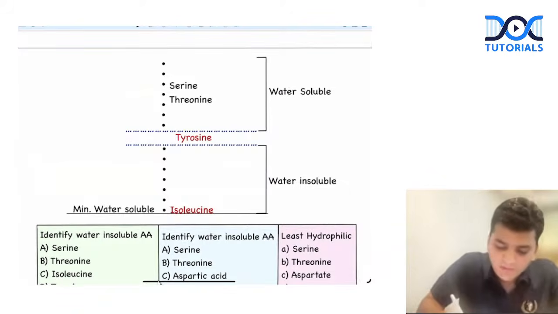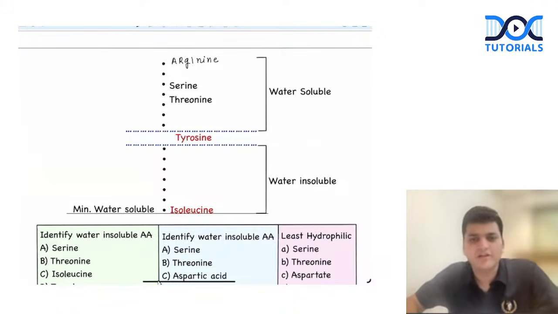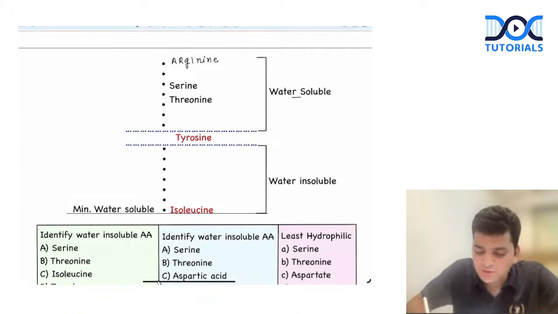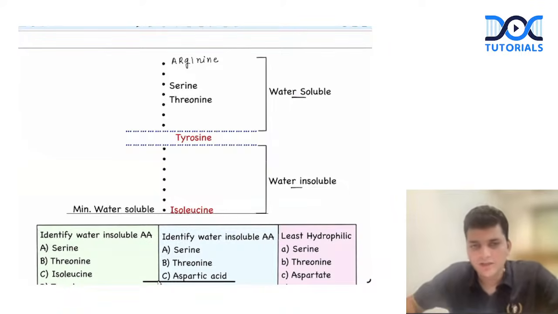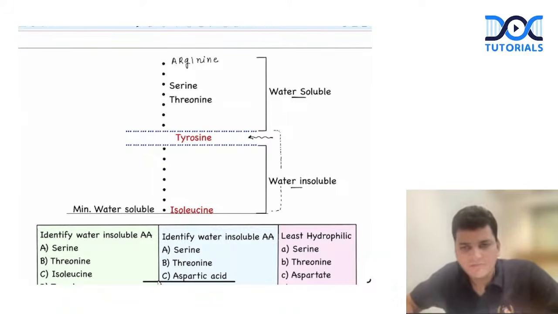The most water soluble is going to be arginine. Then there will be some others, and the last thing that will come is isoleucine. If you look at the tyrosine, it is coming in the gray area. It is neither completely water soluble nor completely water insoluble. It is somewhere in the gray area. But if you have to select tyrosine as one, then definitely we will select it as more water insoluble. It is somewhere in the gray area, but is considered as water insoluble.